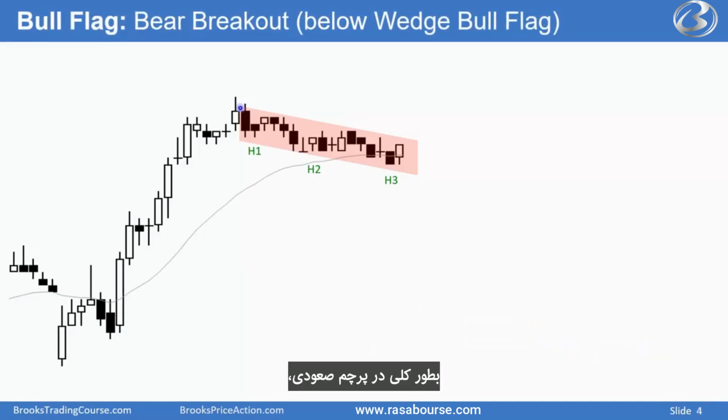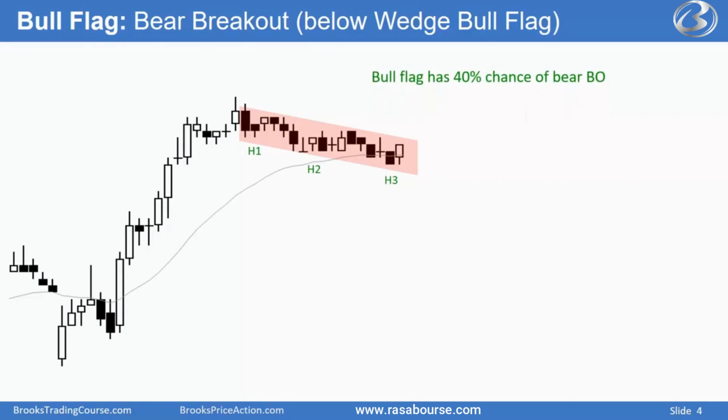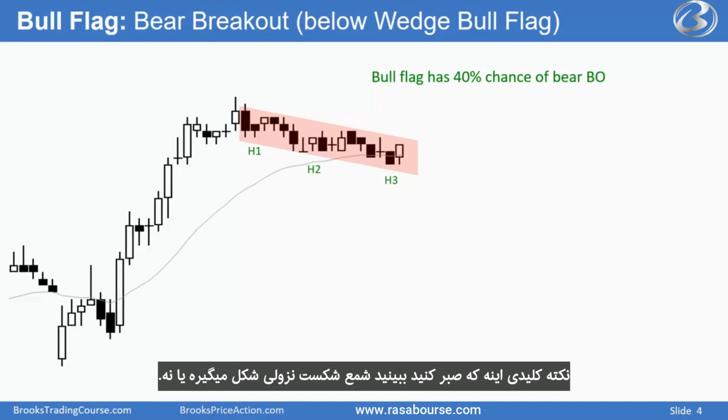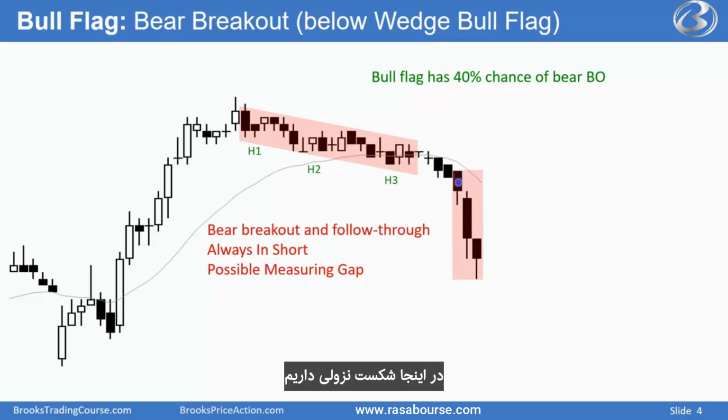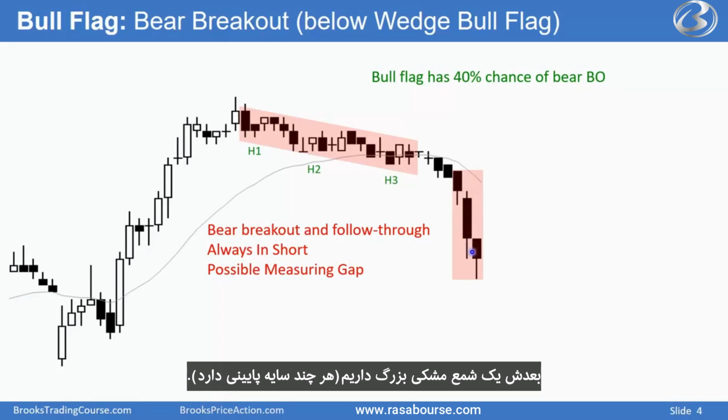In general, whenever you have a bull flag, only a 40% chance of a bear breakout. But once the bull flag, the bear channel, reaches 20 or more bars, and especially if it's in a tight channel like this, probability is more like 50-50. The key is to wait to see if you do get a bear breakout bar and a follow-through bar. And here we have a bear breakout bar, tail on the bottom, not especially big, but here we have a very big bear breakout bar, despite the tail on the bottom.